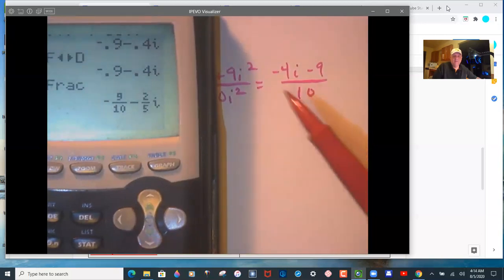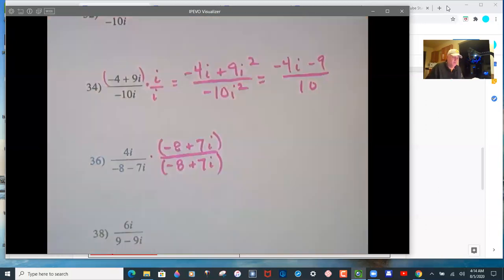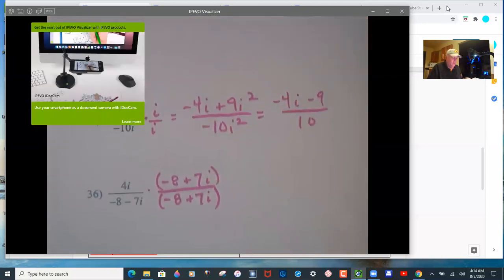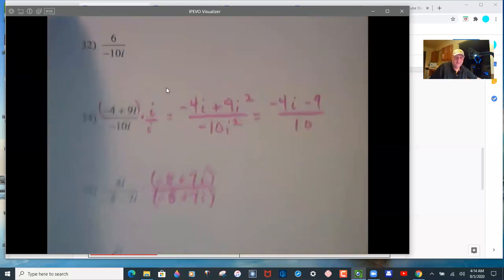So what the calculator does, and it doesn't matter, it's just running this division through. So negative, divide both of these by 2, -2i over 5 minus 9/10. Answers are the same. Okay, you need to see that though if you're going to do a division problem. We are not going to have division problems on the quiz, but it's good to know how to do them. And here's my advertisement again.